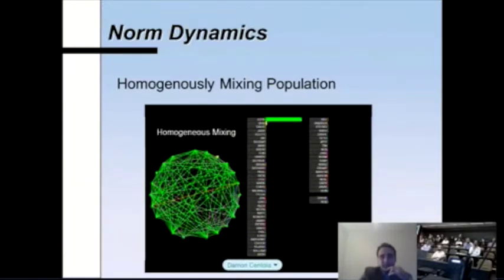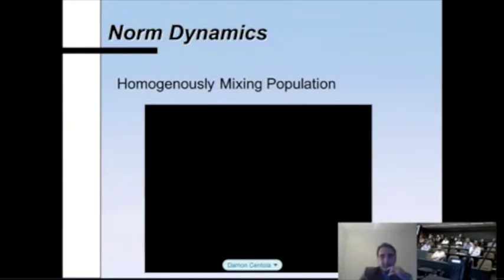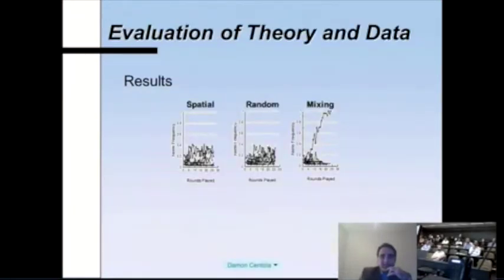So when we look at these dynamics more carefully in terms of the overall result, you can see that the spatial network and random network really had dynamics that were essentially equivalent.